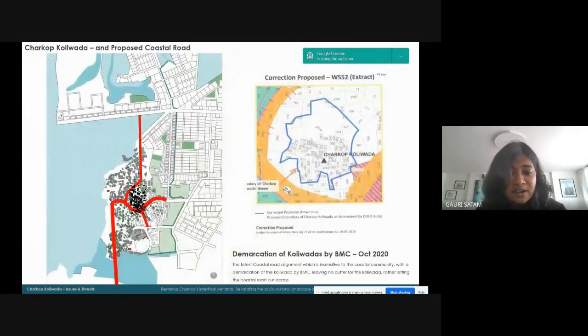So this is the current alignment of the coastal road, and this is the demarcation of the Koliwada done by the BMC, leaving no buffer to them, and in a way strangulating the Koliwada.